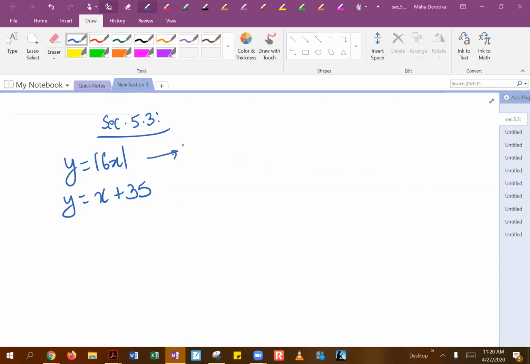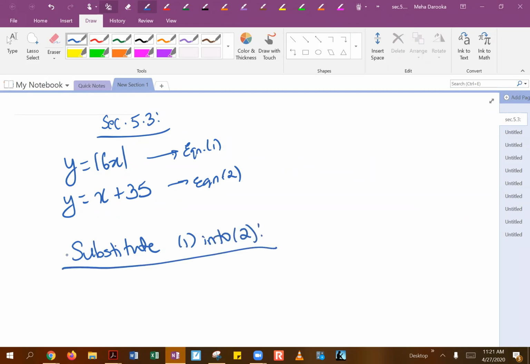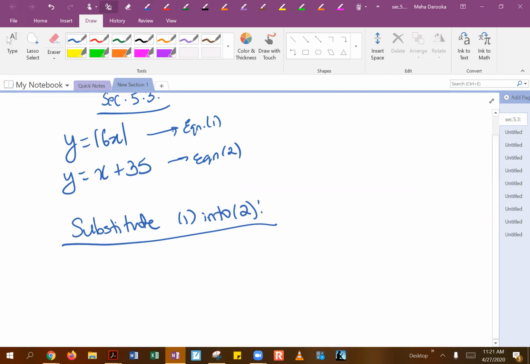So we really wouldn't be able to use the addition method over here. So you are basically going to use substitution, and you can substitute equation 1 into equation 2, which would basically mean you're going to end up setting these equal to each other. So you would have absolute value of 6x equals x plus 35.